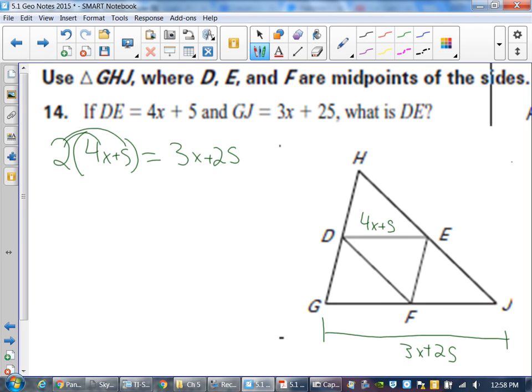Double 4x plus 5, you get 8x plus 10. It equals 3x plus 25.